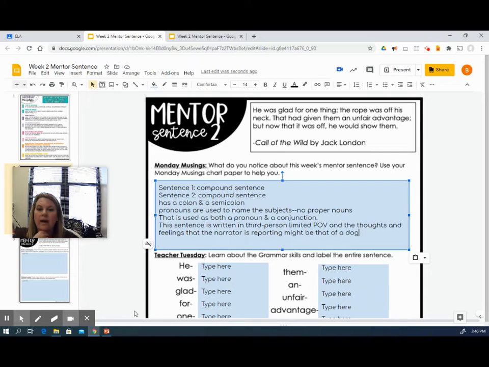Then we also have sentence 2, where it talks about "that had given them an unfair advantage, but now it was off, he would show them." Okay, we have two subjects. We have him and they, and then we also have our predicate. I think it's just singular. He's going to show them. So it's compound as well because we had two subjects.